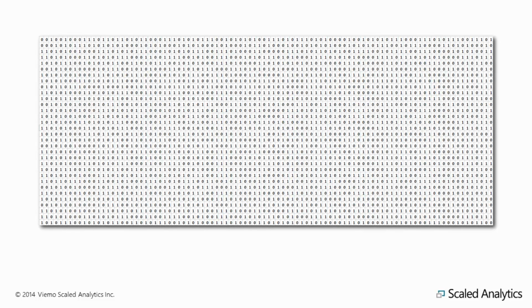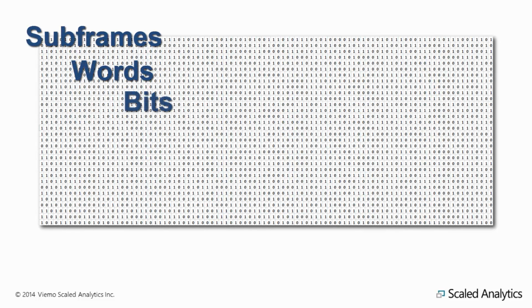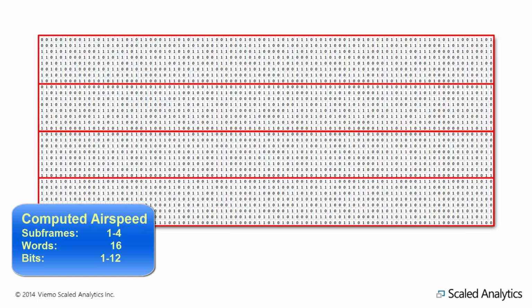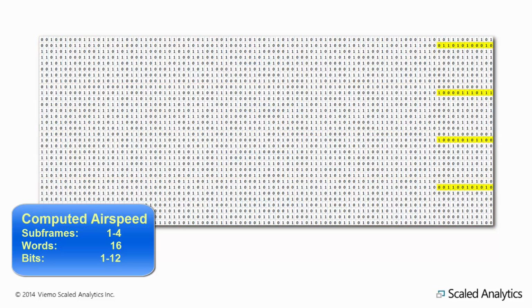Now that we have an understanding of subframes, words, and bits, we now have a type of indexing system into our flight data. We can use this information to tell our data analysis software where to look in the data for particular flight parameters. Let's use airspeed as an example. In this example, airspeed is defined as being located in subframes 1 to 4, word 16, bits 1 to 12. This information would be provided by the aircraft and/or recording system manufacturer and should be part of your aircraft maintenance manual. When we pass this information to our data analysis software, it knows to look at the highlighted bits to find airspeed in the data file.